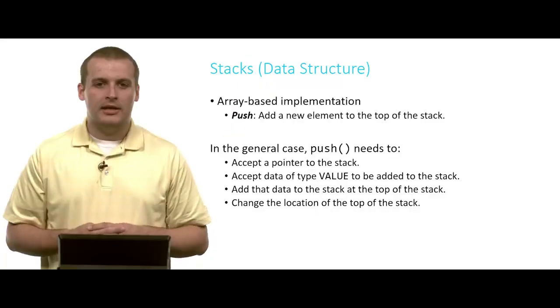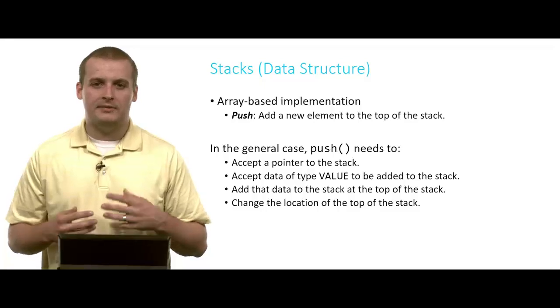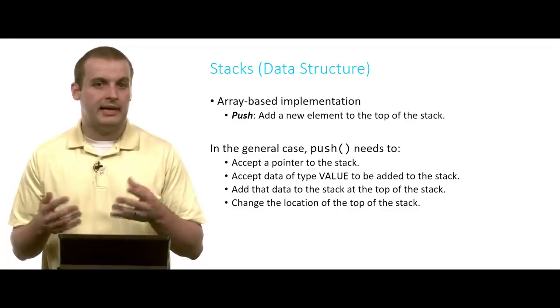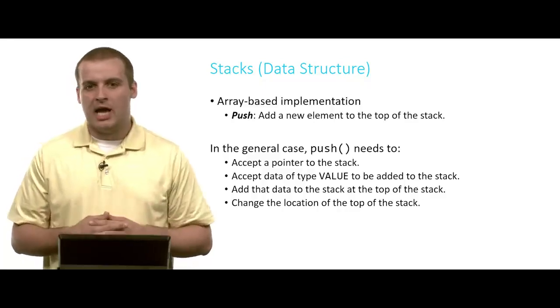Recall from previous videos on variable scope and pointers, what would happen if we just sent s in as a parameter? What would actually be passed in there? Remember, we're creating a copy when we pass it to a function, unless we use pointers. And so this function push needs to accept a pointer to the stack so that we're actually changing the stack we intend to change. The other thing push probably wants to accept is a data element of type value, in this case, again, integer, that we're going to add to the top of the stack.